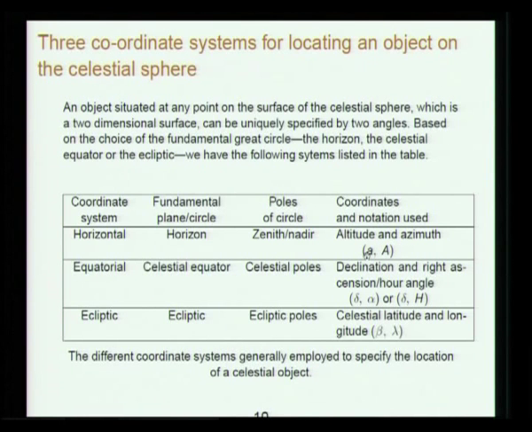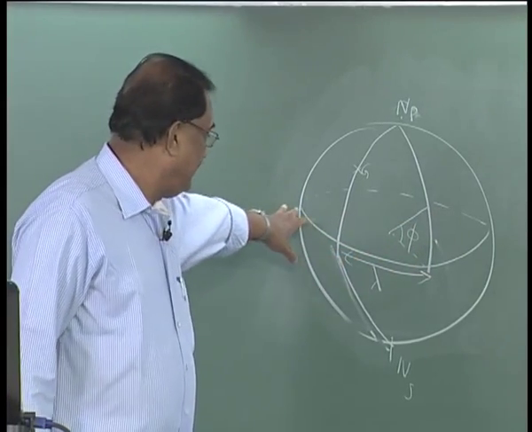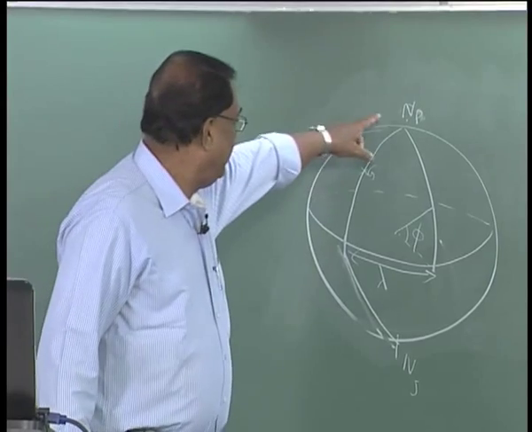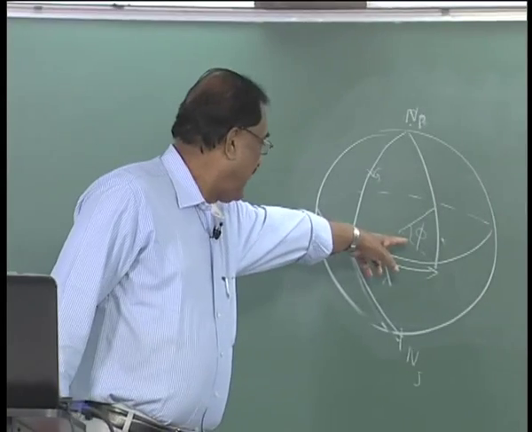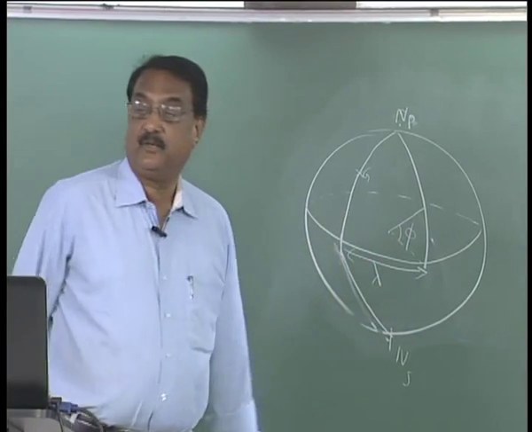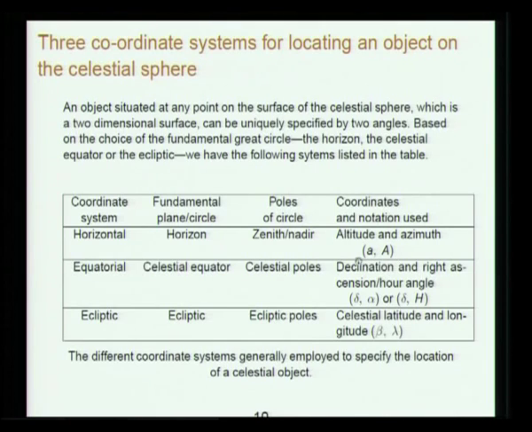Suppose this is the fundamental circle for a position on the surface of the earth. The equator is the reference plane, and the north pole and south pole are the reference poles. The coordinates are the latitude and the longitude. Its equivalent in the celestial sphere is altitude and azimuth. I will show the figure. There is another system called the equatorial coordinate system, for which the fundamental plane is the celestial equator, the poles are the celestial poles, and the coordinates are declination and right ascension or hour angle.